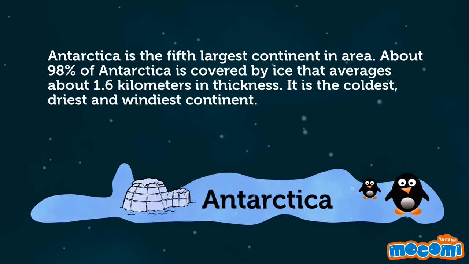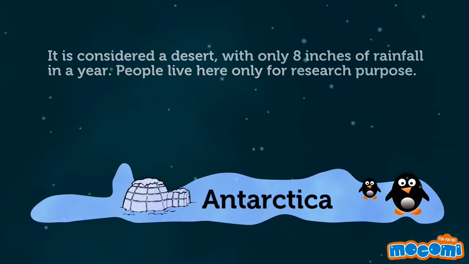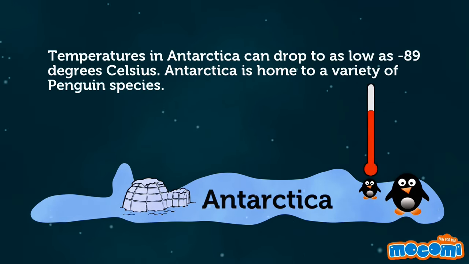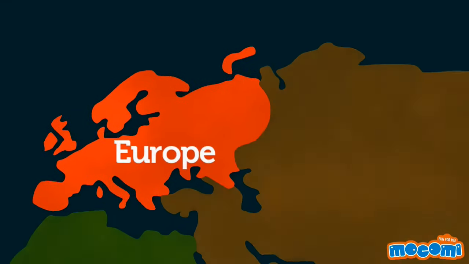Antarctica is the fifth largest continent in area. About 98% of Antarctica is covered by ice that averages about 1.6 kilometers in thickness. It is the coldest, driest, and windiest continent. Antarctica is considered a desert with only 8 inches of rainfall in a year. People live here only for research purposes. Temperatures in Antarctica can drop to as low as minus 89 degrees Celsius. It is home to a variety of penguin species.